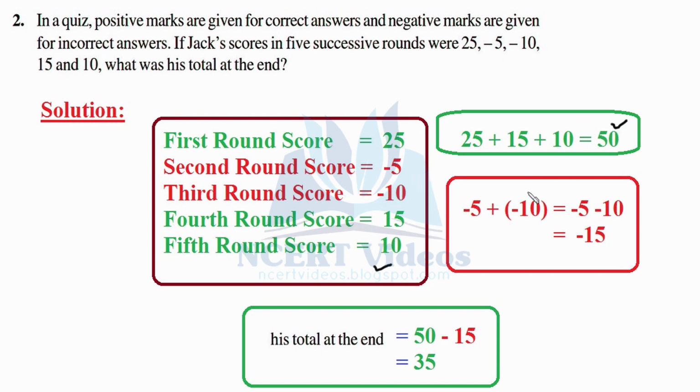Now you have to add these negative numbers. So -5 plus -10 is -15, because signs are the same, we add it. Now his total at the end, we have to subtract these, because negative will deduct from plus. So 15 less than 50 gives you 35. It is very easy to do. He scored 35. That makes your question number second.